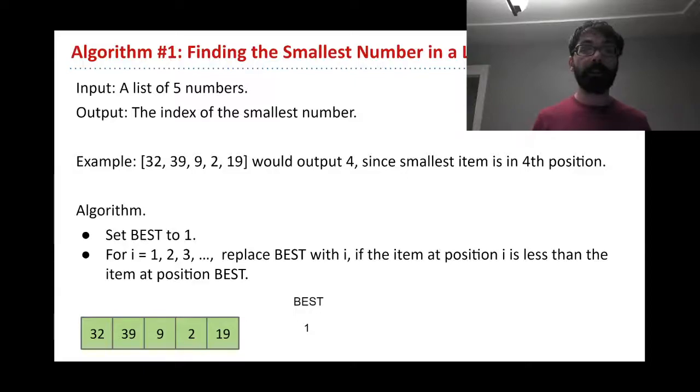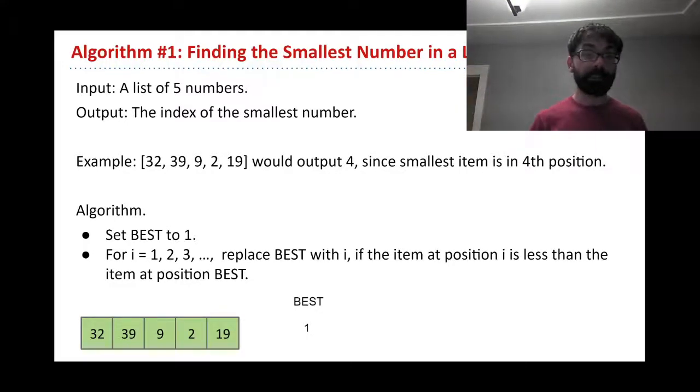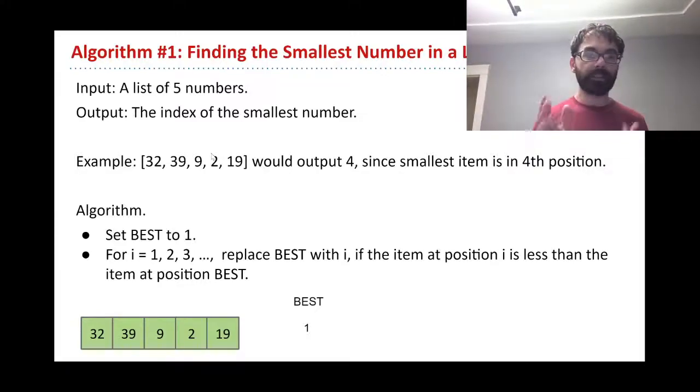So let's start developing an algorithm together today to get a specific example of a slightly more sophisticated algorithm. The first algorithm I'm going to do right now is finding the smallest number in a list. Given a list of 5 numbers, we want to find the index of the smallest number. If we have 32, 39, 9, 2, and 19, we would output 4, since the smallest item is in position 4.